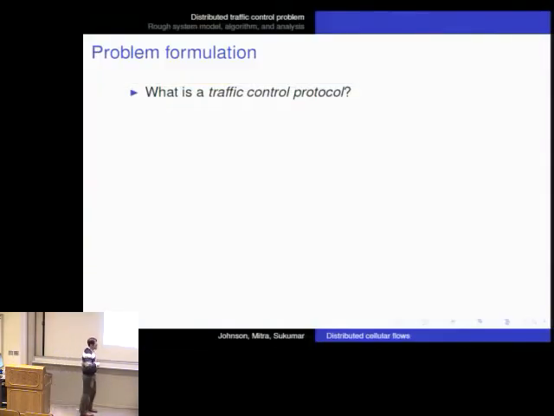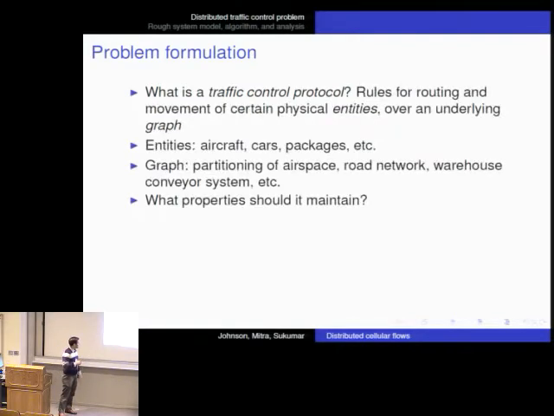I think I've introduced the problem. We've got some physical entities, and we have maybe some sources and destinations. We're trying to get these things safely from sources to destinations. How do we do this? We have some traffic control protocol. In the air traffic example, there's a protocol that the operators are following to ensure that we're moving these entities along the way and that we're avoiding collisions. When they deviate from this behavior, things can go wrong, and they have in the past. But at any rate, these are rules for routing some entities through some underlying graph.